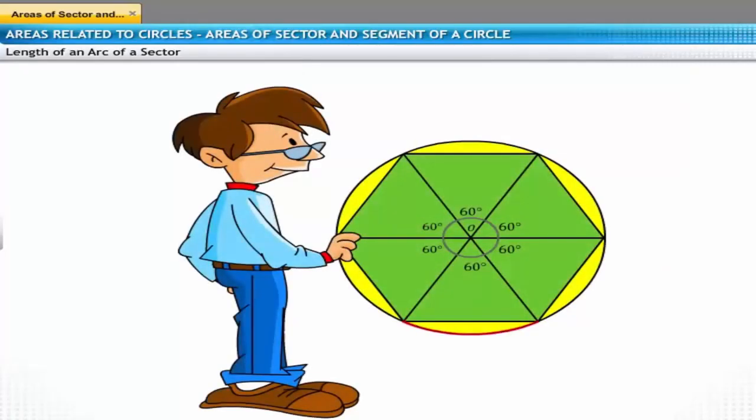There may be situations when the lengths of the arcs of the sectors may also be required. So, how would this be calculated? Remember how the area of a sector was derived from the area of a circle? Using the same logic, the formula for calculating the length of the arcs can be derived.